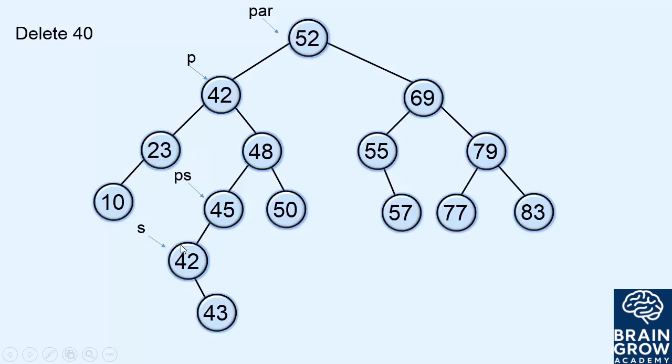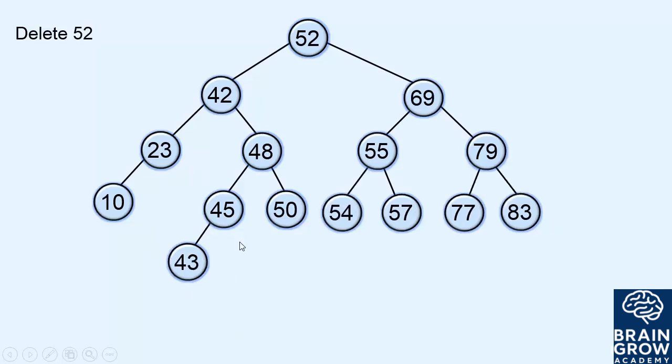Now we have to delete this in-order successor from the tree. Now this node can be deleted using case B because it has only one child. So this child becomes the left child of the parent node. Now let's take another example. Suppose we have to delete 52 from this tree.